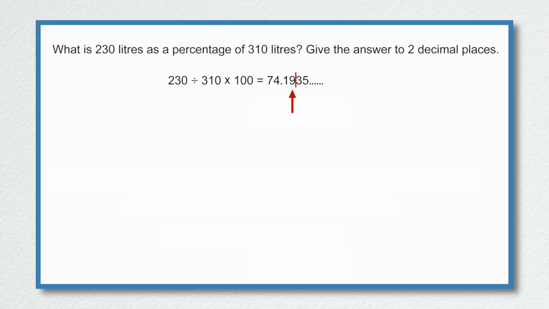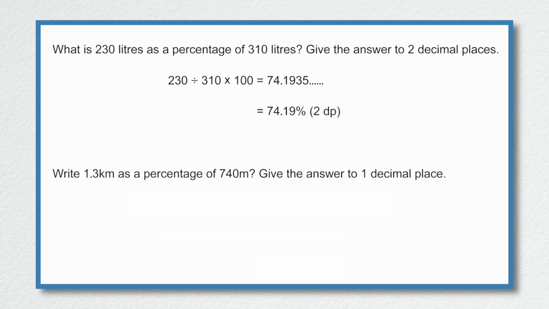So do we keep this 9 the same or do we round up? And this we do by looking at the first digit after the cutoff point. Now, if this first digit after the cutoff point is 4 or less, we keep the 9 the same. If this digit after the cutoff point is 5 or more, then we round this 9 up. We can see that this number after the cutoff point is 3, so we round down, and this 9 stays as 9. And we end up with 74.19% to 2 decimal places.